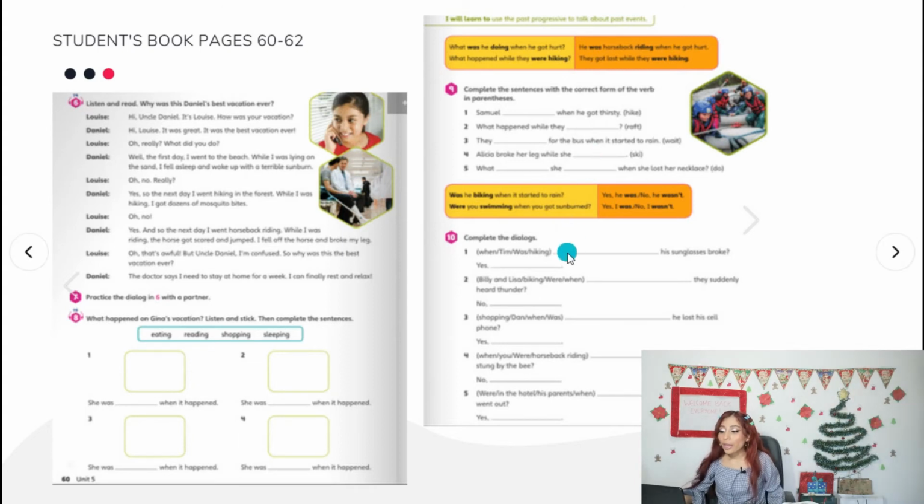Complete the dialogues. Okay, we have the information to make questions with this, but for example, we have when Tim was hiking. For example, number 1 would be, was Tim hiking when his sunglasses broke? And I will say, yes, he was. So we need to put this information in the correct order, the information that you have between parentheses. Okay, so you just need to put this in the correct order and then answer, yes, I was, no, I wasn't, depending on the correct subject.